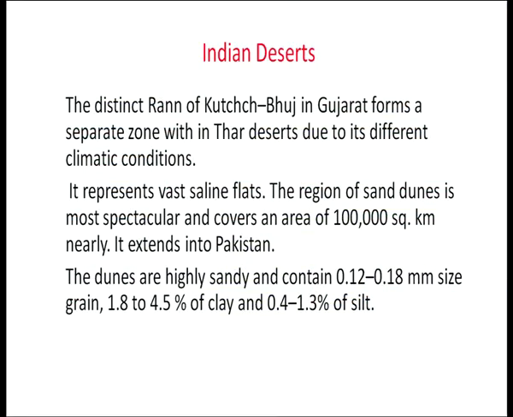The distinct Rann of Kutch in Gujarat forms a separate zone within the Thar desert due to its differentiation of the climatic condition. It represents vast saline flats. The region of sand dunes is most spectacular and covers an area of nearly 1 lakh square kilometers. It extends into Pakistan. The dunes are highly sandy and contain 0.12 to 0.18 millimeter size grain, 1.8 to 4.8% clay and 0.4 to 1.3% silt.